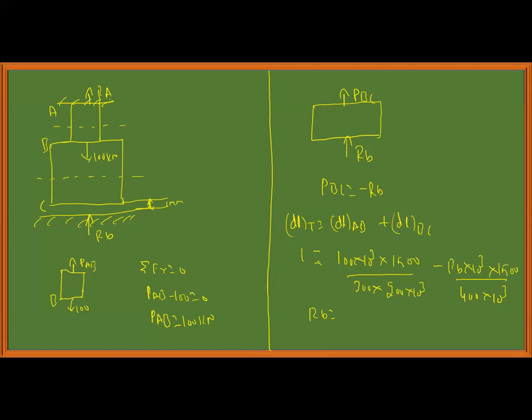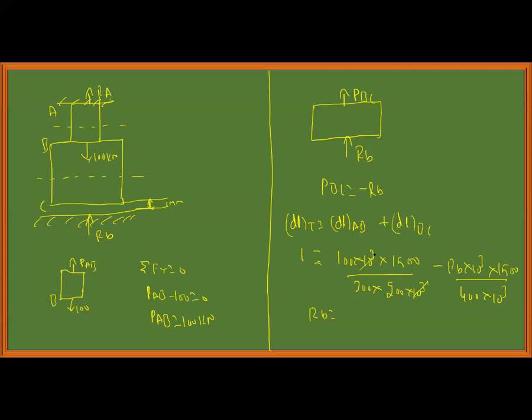Calculate properly. 1 is equal to 100 into 10 power 3; the 10 power 3 terms cancel out. You should get 26 point something. Calculate and tell me: 15 into 10 power 4 by 6 into 10 power 4, minus RB into 15 by 4. How much are you getting? 15 by 6 minus 15 by 4.